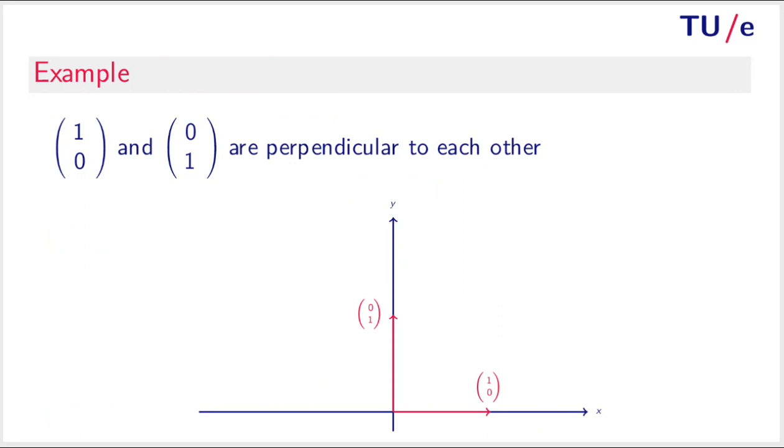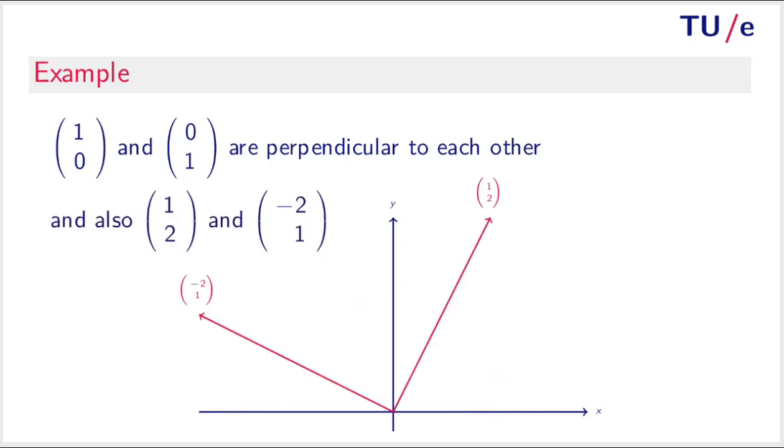Indeed, if we have the vectors (1, 0) and (0, 1), then they are perpendicular. Their inner product indeed is equal to 0. But also the vectors (1, 2) and (-2, 1) are perpendicular to each other. That's easily checked. The inner product is -2 plus 2, which is indeed 0.